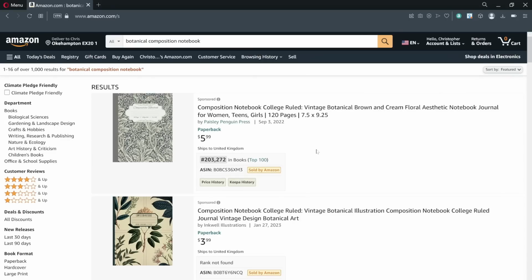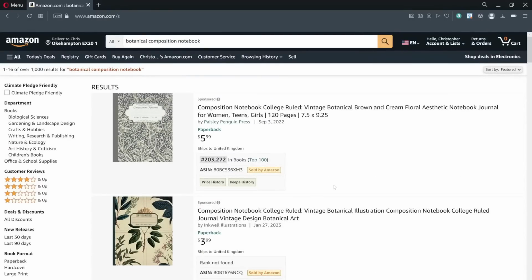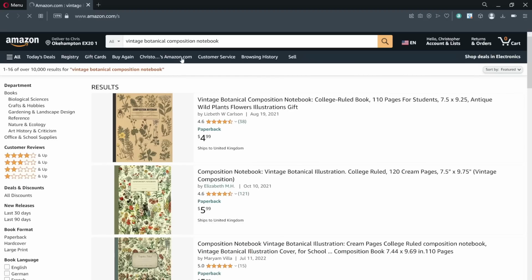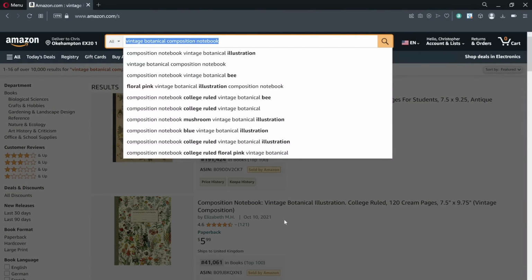So what we can do from here to get some other ideas as to the main keyword that we're going to be targeting for our book is just to see what other words people are using in their listings as well. As we can see, people are using the word vintage and flower quite a lot, and aesthetic as well. So what we can do is start again with what's logical, but then include those search terms into it. If we're looking at something vintage, we can start typing something like vintage botanical composition notebook, and we could potentially be using that for the title of our book. Okay, so let's add that to our potential list.